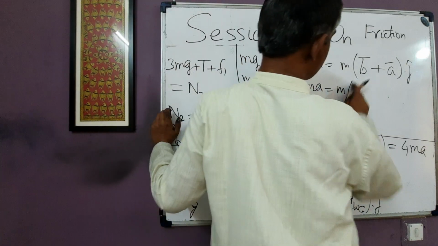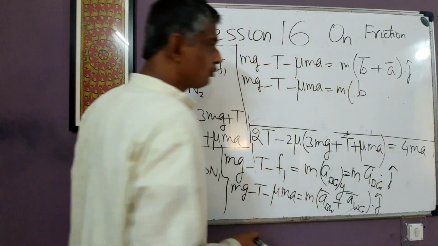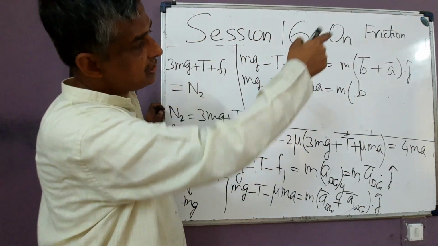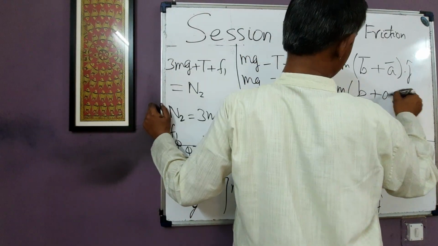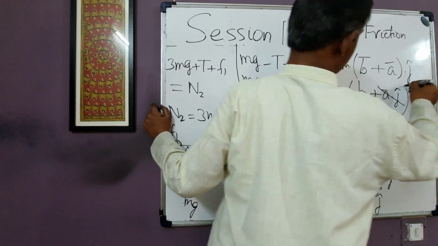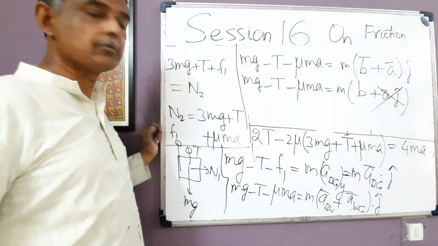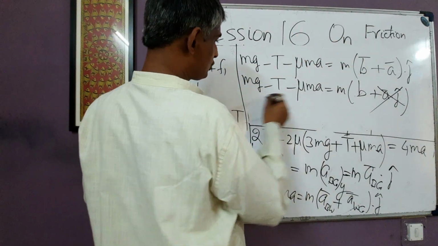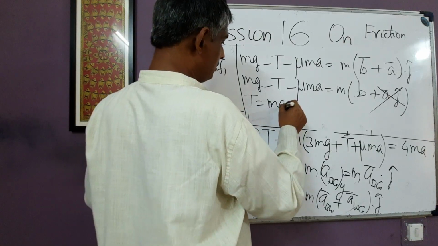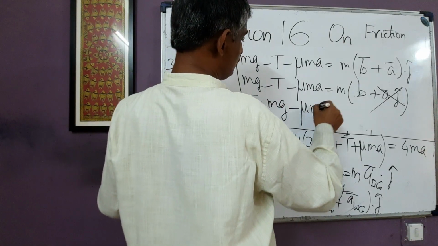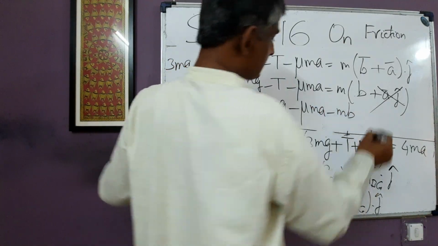Sorry, B dot j becomes B into 1 into cos 0 degree. A dot j becomes 0 because they are mutually perpendicular. Dot product of two mutually perpendicular vectors is 0. That term goes away. So we get T is equal to mg minus mu ma minus mb.